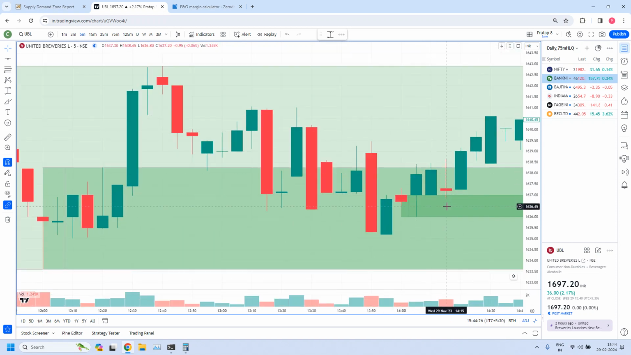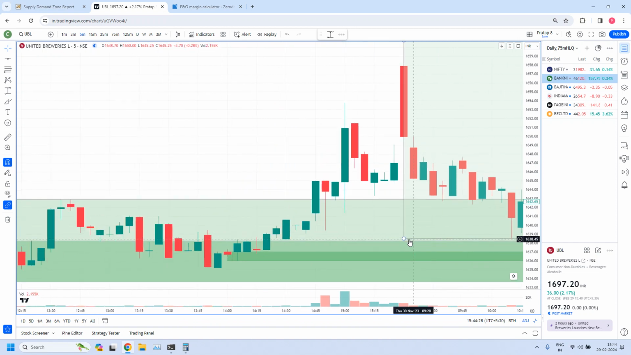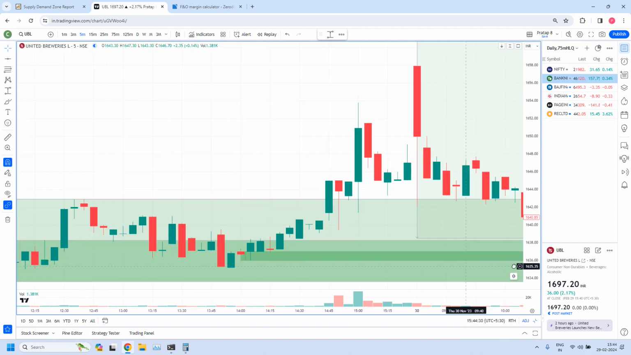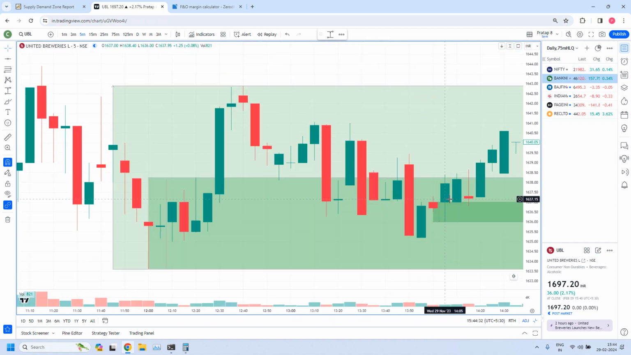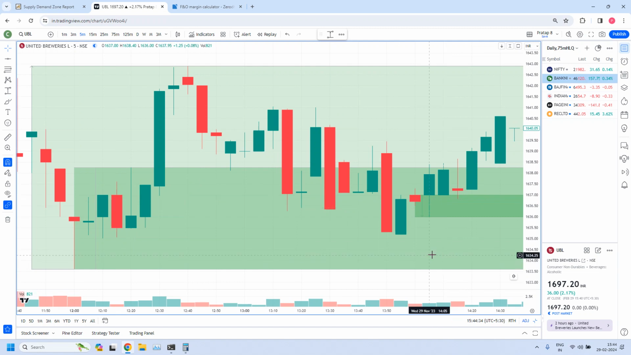But it is already tested. You can't plan a trade in this zone. It is already tested. We didn't have any fresh 5-minute zones here. That means this 75-minute zone will be violated because 5 minutes structures are not really comfortable here. See the price action here in this area, not comfortable. All these candles.